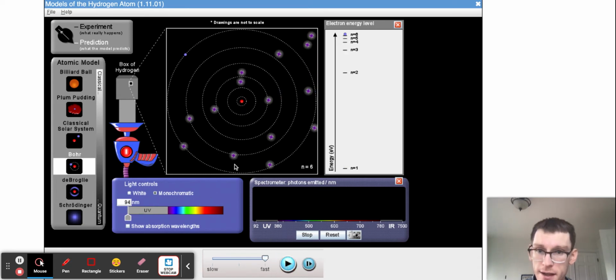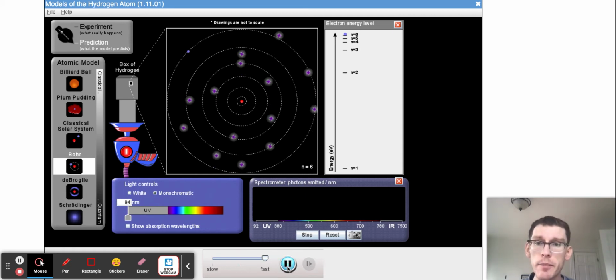And notice, I'm pausing it right now, notice that one of the photons was absorbed by the electron, and the photon has kinetic energy. It transfers that energy to the electron, and the electron goes from being in a low potential energy state to being in a high potential energy state. The energy absorbed to get from n=1 to n=6 is the exact amount of energy contained in the photon that has 94 nanometers as its wavelength.